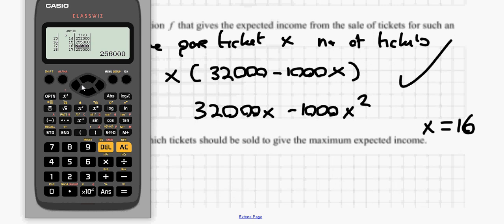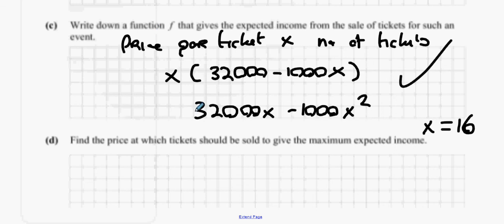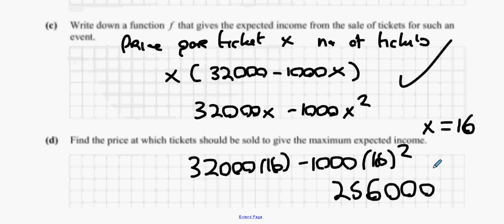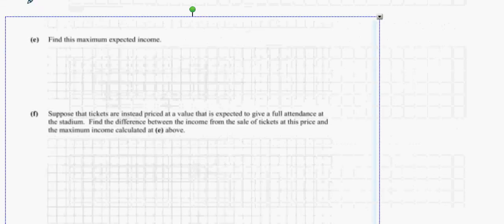At 16. So we actually could have figured that out anyway, couldn't we? So what you do is you just sub in the 16. And what did we find out the maximum income was? 256,000 euro. Is that okay? Now, next thing we're going to go for. Done.